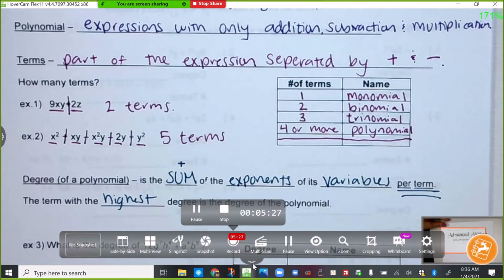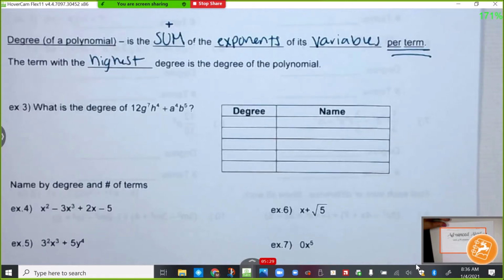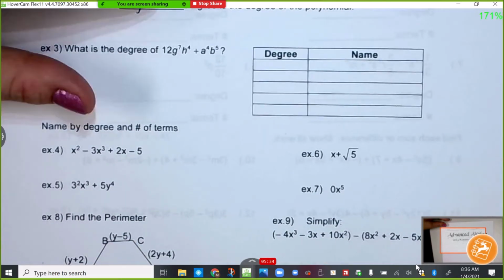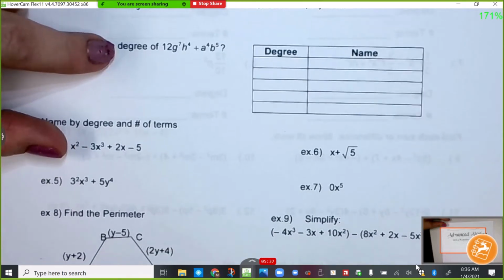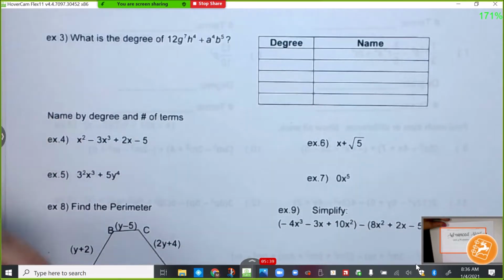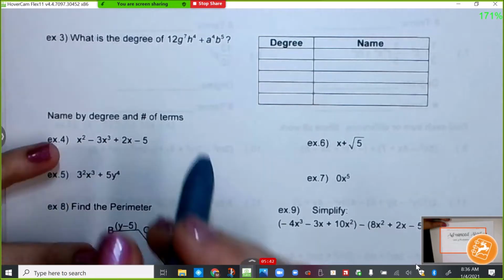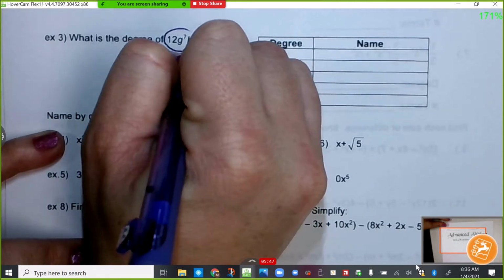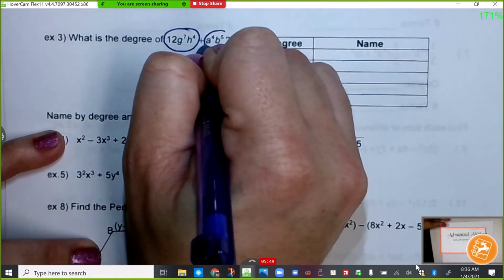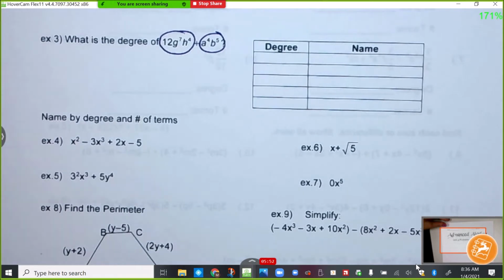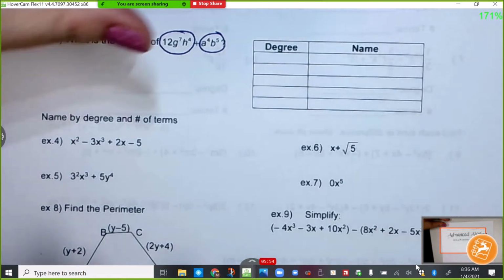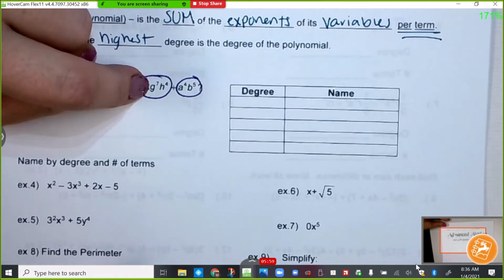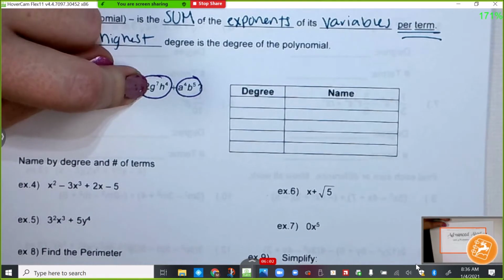Okay, so it says, now we're talking about degrees. So it says, what is the degree of this? Okay, so the difference with degrees is you have to look at it per term. Phone's away. So here is one term, right? And here is another term, correct? Okay, if you notice, it says of the variables, so we're only looking at the letters, so we're not paying attention to 12, okay? And it says it's the sum of the exponents of the variables per term.